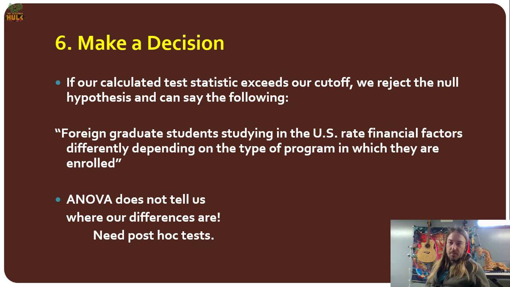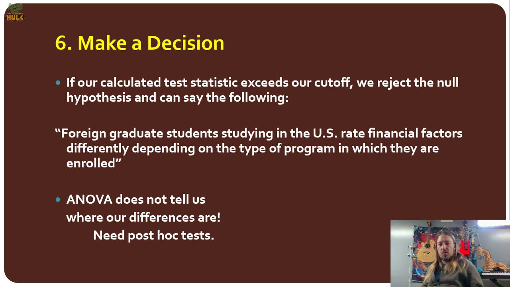After that, we make a decision, right? If our calculated test statistic exceeds our cutoff, then we reject the null hypothesis. We say we have found a statistically significant difference. We say that foreign graduate students studying in the United States rate financial factors differently depending on the type of graduate program in which they are enrolled.